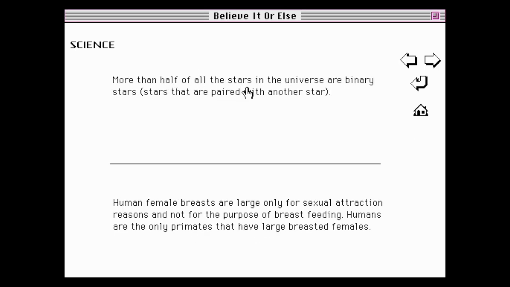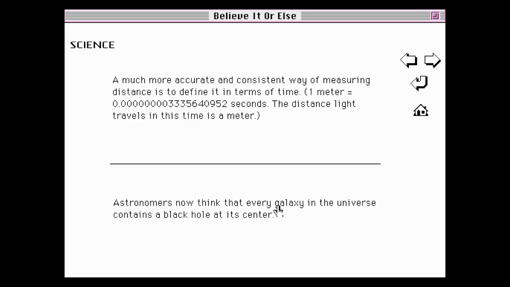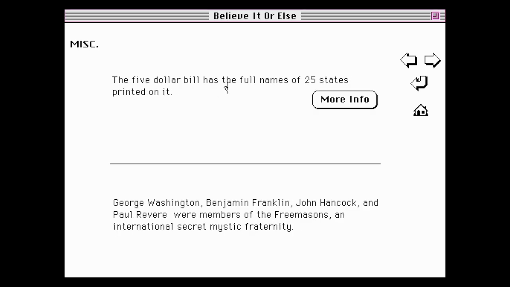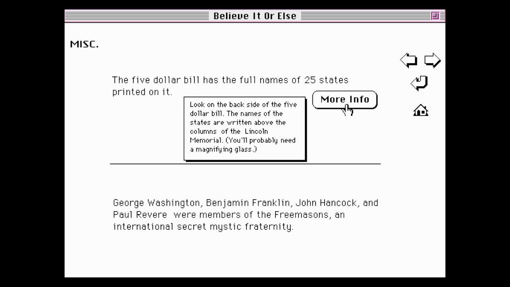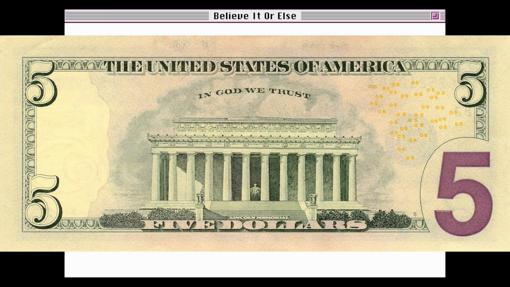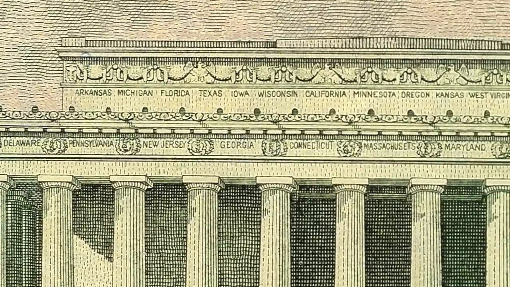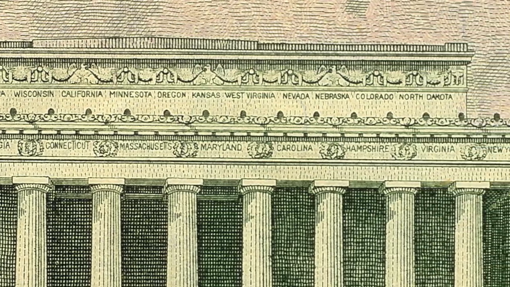More than half of all the stars in the universe are binary stars, stars that are paired with another star. Astronomers now think that every galaxy in the universe contains a black hole at its center. The $5 bill has the full names of 25 states printed on it. More info. Look at the back side of a $5 bill. The names of the states are written above the columns of the Lincoln Memorial. You'll probably need a magnifying glass. Hey, borrow me $5, man.